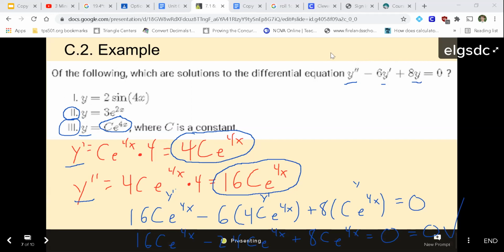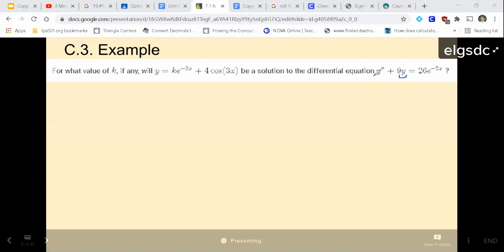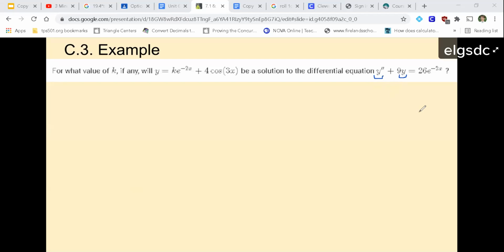All right, let's try another. So for what value of k, if any, will y equals k times e to the power of negative 2x plus 4 cosine of 3x be a solution to this differential equation? Again, this differential equation has the function and then the second derivative of the function. So we're actually going to have to take the derivative of this twice and then plug in. So first step, remember, is we're going to take our derivatives.